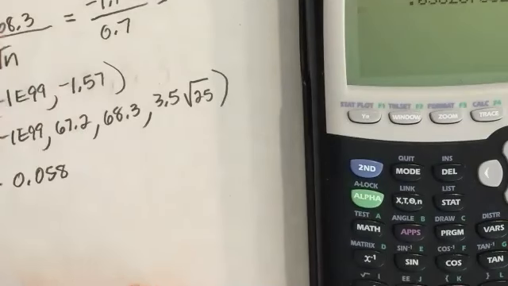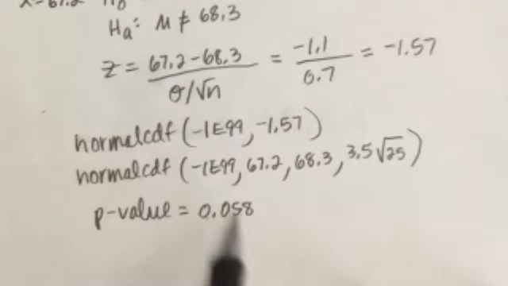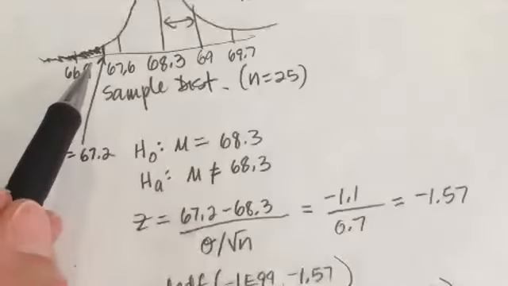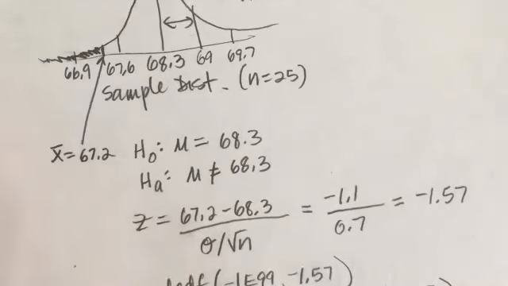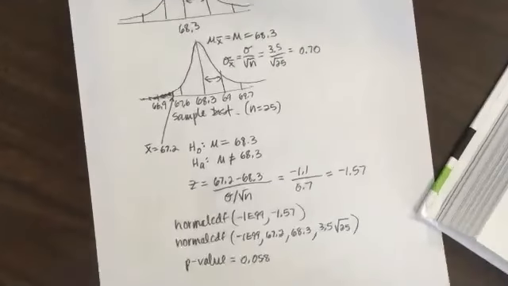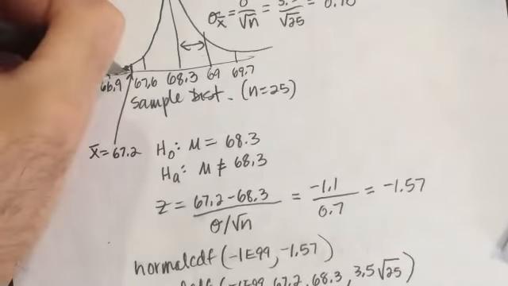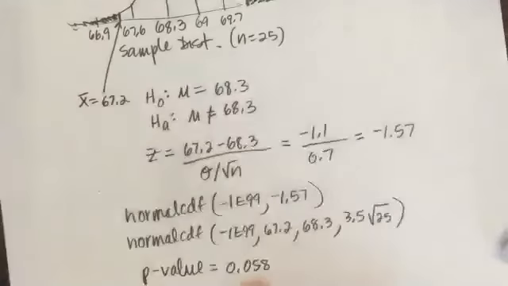0.058. So what does that mean? That means that there's 5.8% of the area right here. Okay, and on our test this time, we were going to test if it's not equal. That means I could miss on this side, or I could miss on this side. Okay, so we're going to double this value.